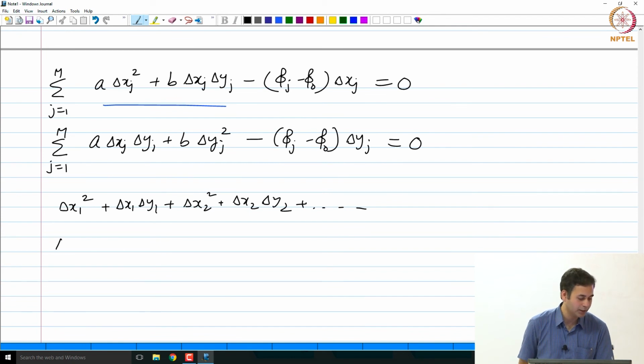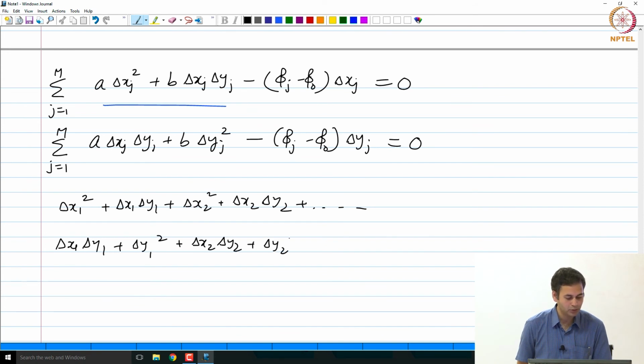For the second equation you would get delta x 1 delta y 1 plus delta y 1 square, plus delta x 2 delta y 2 plus delta y 2 square. Of course, I have not written a and b here. I just wrote the coefficients for a and b, and these are again multiplying with a and b. Can I get this from the matrix we have?